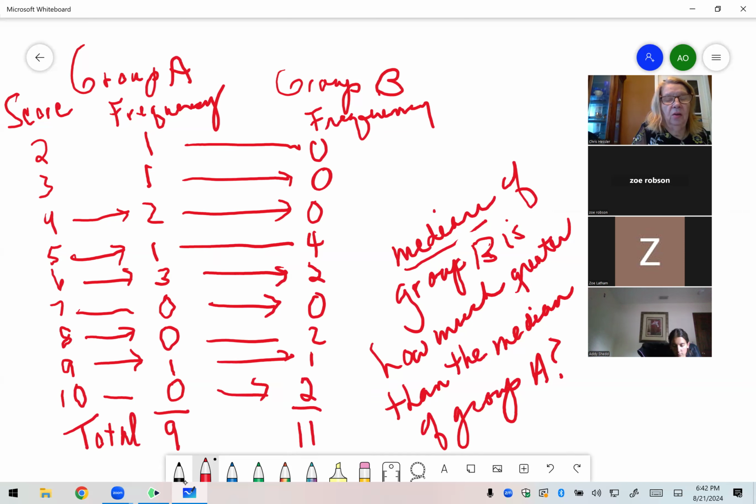Okay, so you can write those out, take your time. And then we'll go over it. So we want the median of A and the median of B.